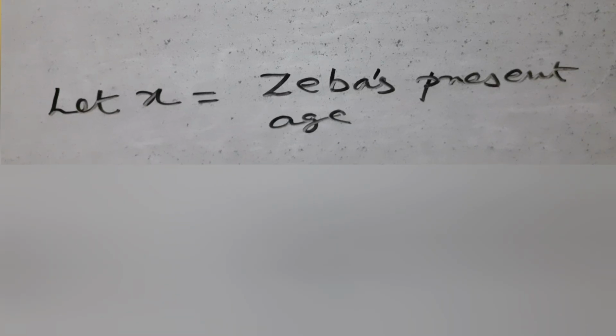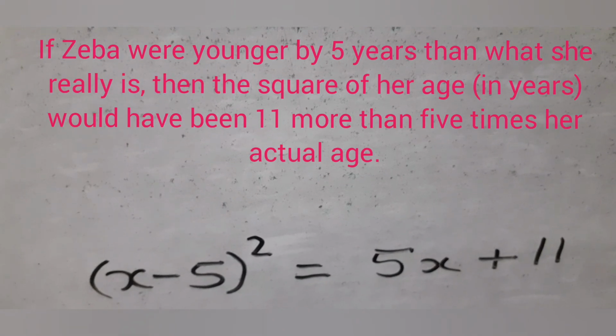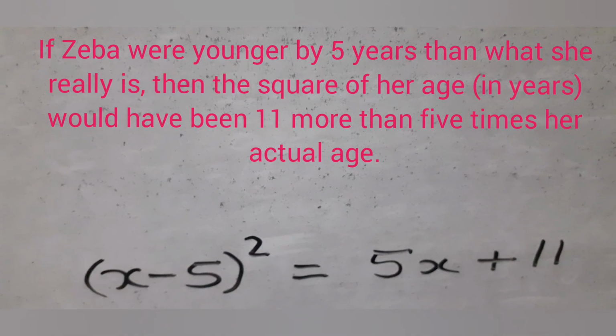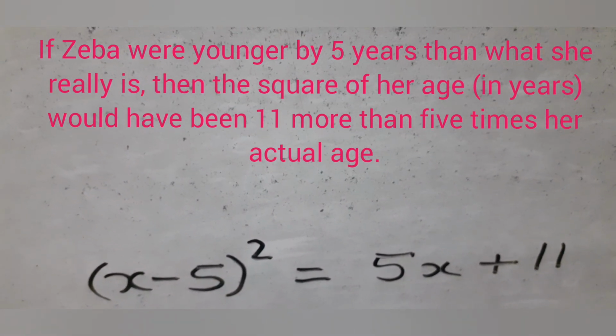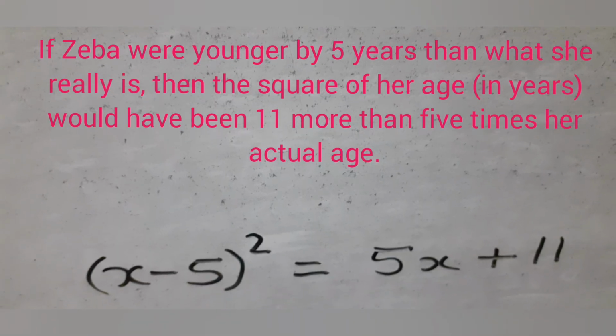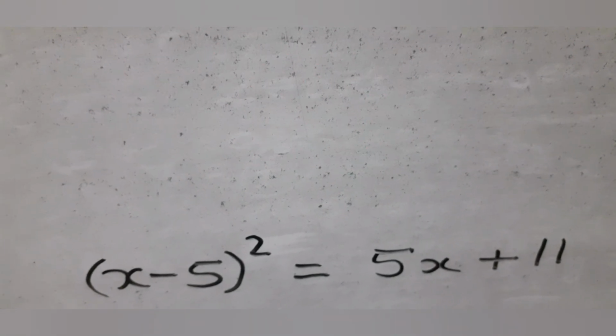Let x equal the actual age. Five years ago, the age would have been x minus 5. 11 more than 5 times our actual age is 5x plus 11. So the given condition is (x minus 5) whole squared equals 5x plus 11.